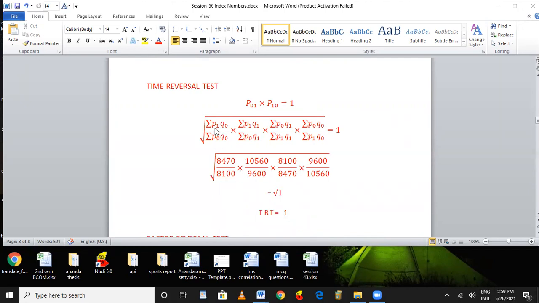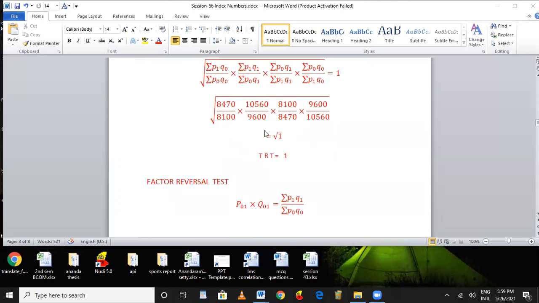Here, sigma p1 q0 over sigma p0 q0, times sigma p1 q1 over sigma p0 q1, and the reversed one. It has been reversed: in the place of 0, you insert 1, and in the place of 1, you insert 0, so that you get it equal to 1. If you simplify, you will get root 1, TRT is equal to 1. It satisfies the time reversal test in the above problem.